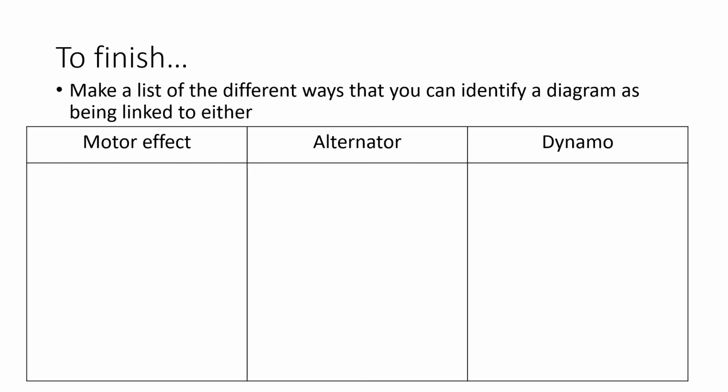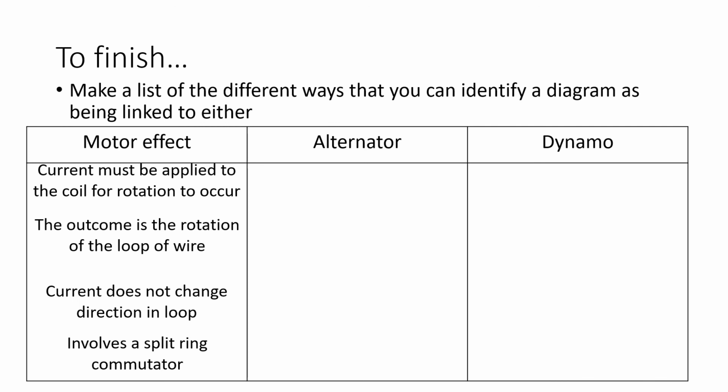Well, there's a number of different things you can look for. In terms of the motor effect, we must have a current supplied. The outcome is the rotation of the wire, so that is what we want out. We want that thing to move. The current does not change direction. It's always going in the same direction, and there's a split ring commutator involved.